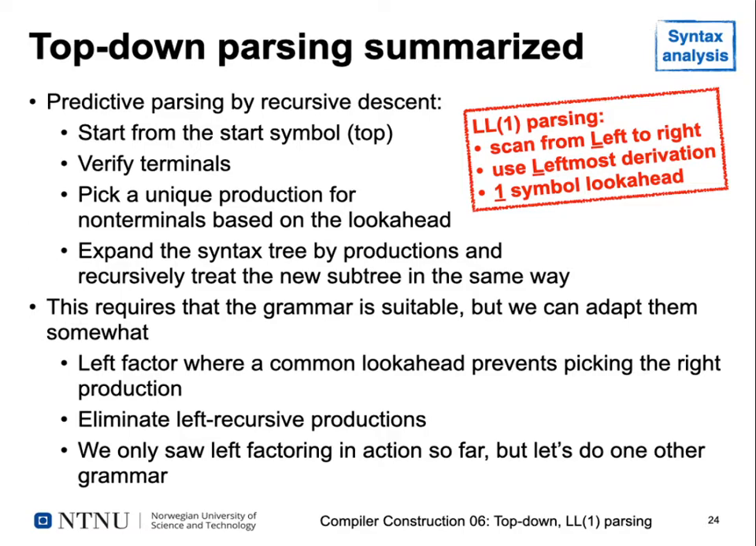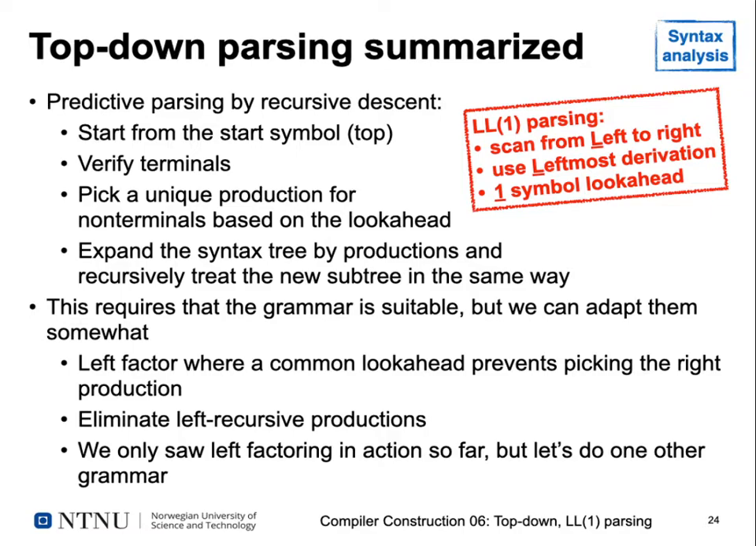Now this requires that the grammar we give our parser is suitable for that. We've seen that we can adapt grammars somewhat. We can apply left factoring if there is a common look-ahead that prevents us from picking the right production. We can eliminate left recursive productions. We've only seen left factoring in action so far, but now let's take a look at one other grammar.